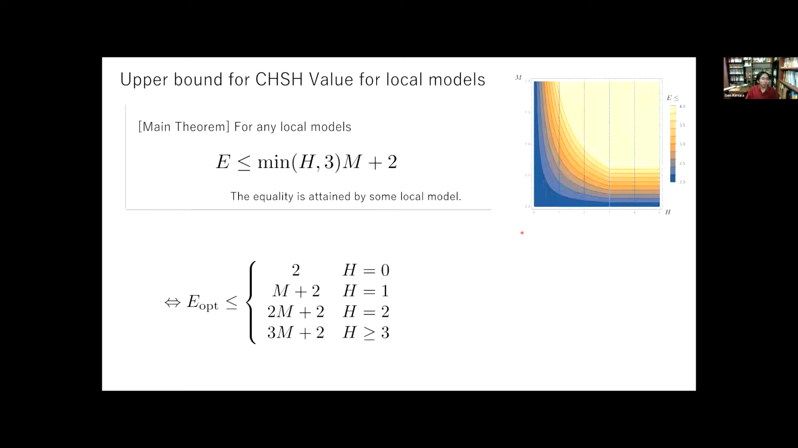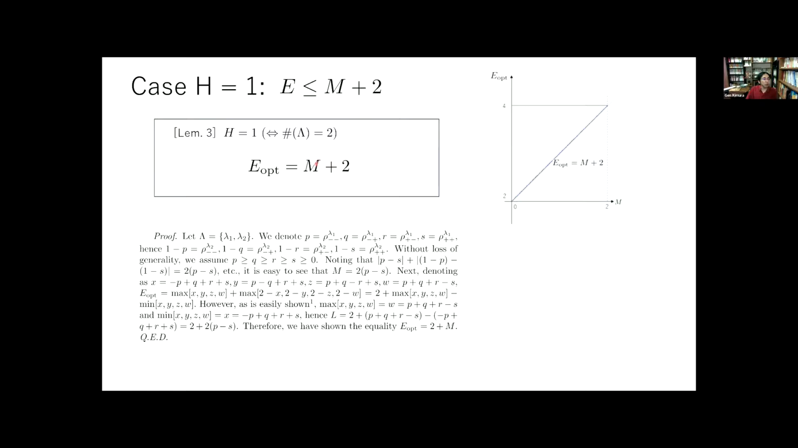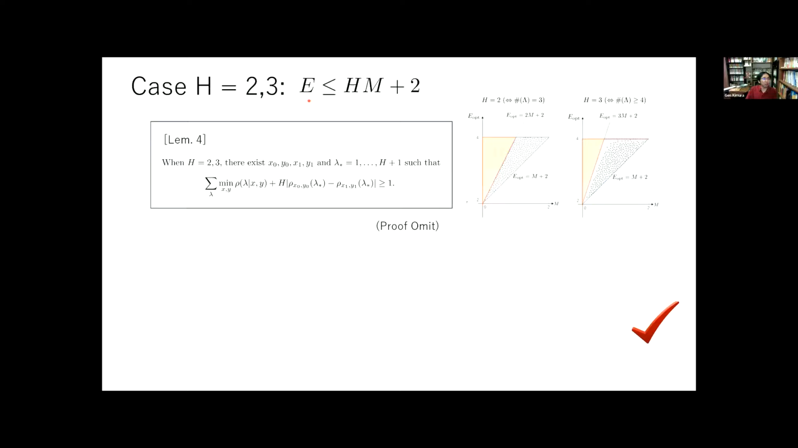Okay. So by using the rest of the time, let me give you a sketch of the proof. Our main results can be rewritten like this. For the trivial case, it is easy to show that the measurement dependence trivially disappears and the optimal CHSH value is 2. So this trivially holds. And for the case H is 1, we can directly show the relation between the optimal CHSH value and measurement dependence. This is elementary, just a direct computation. And for the case where H is 2 and 3, we need some lemmas. I do not give you the proof of this lemma, but we use some combinatorics tricks as well as properties of probability.